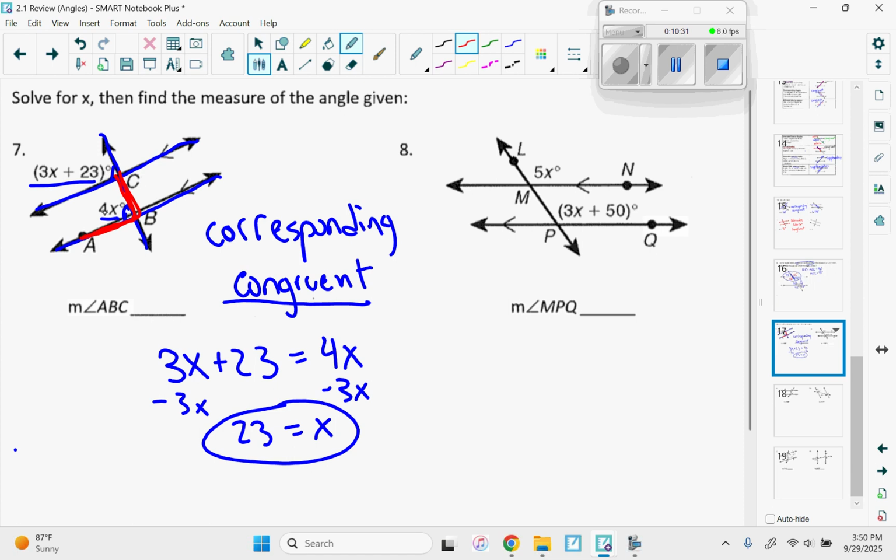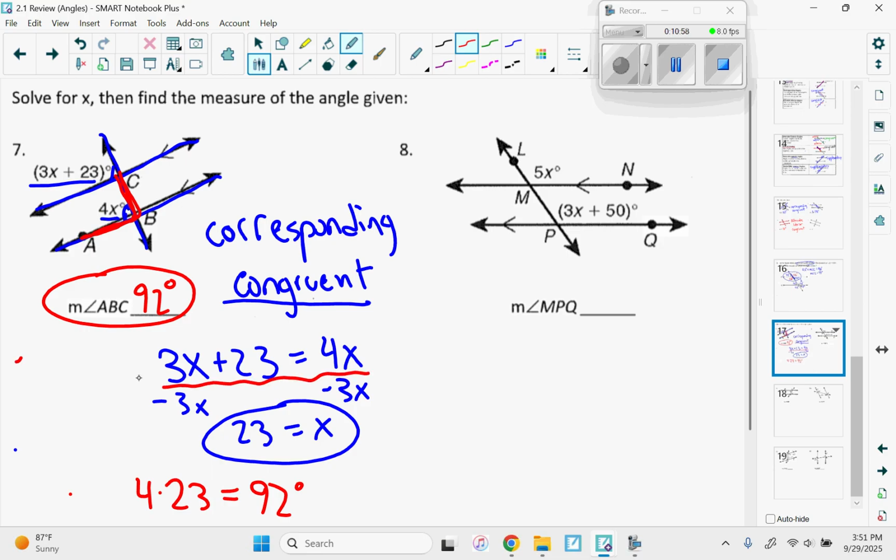And so I want to take 4x, x is 23. We'll multiply those together. 4 times 23 gives me an answer of 92 degrees. So the second part of this answer is 92 degrees for the measure of angle ABC. Okay. Again, corresponding, congruent. Make sure you set the angles equal to each other before you try to solve for x.